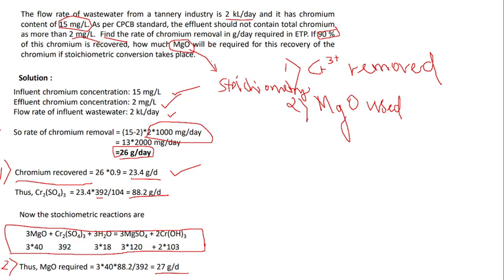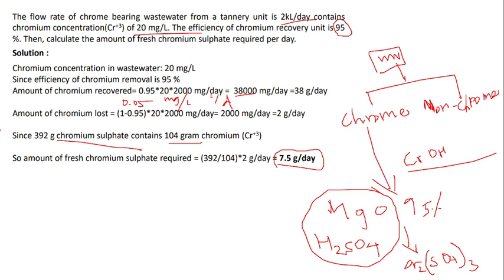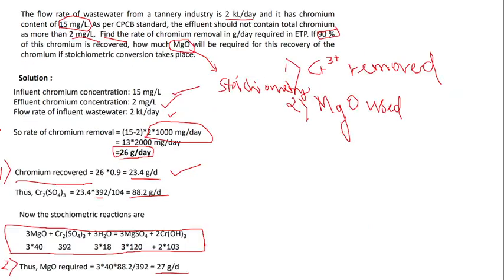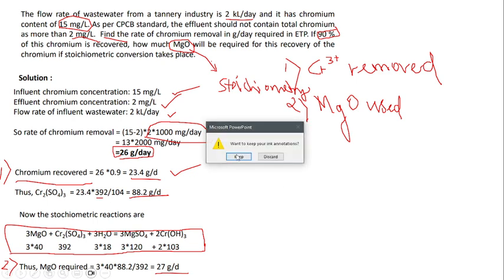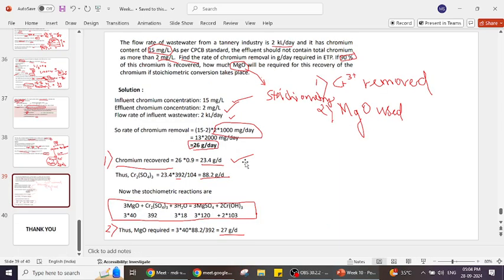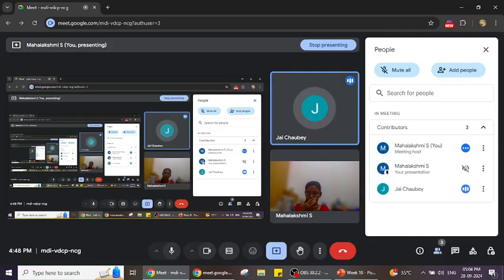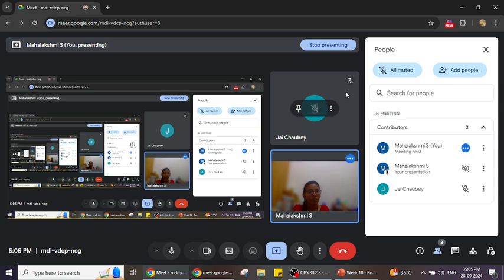Do you have any doubt in this question? We have calculated the chromium recovery in these two questions. Additionally, we have calculated how much magnesium oxide is used for this chromium recovery. Any doubts? Your mic is muted, Jyobi.